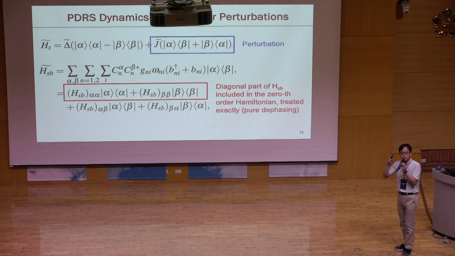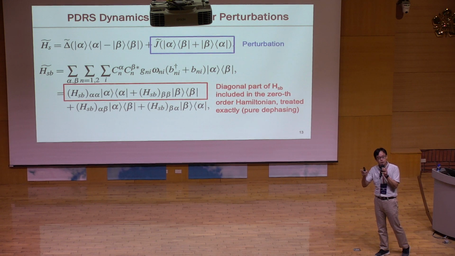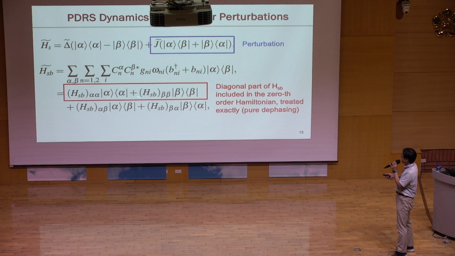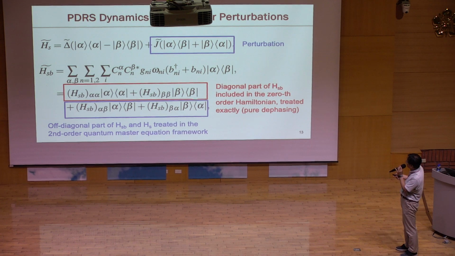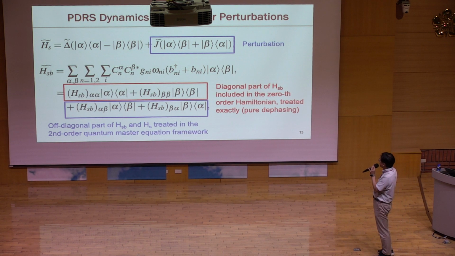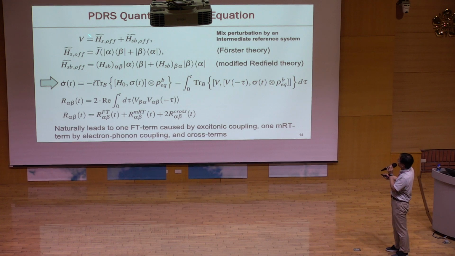The key idea in the pure dephasing reference system approach is we treat this diagonal system-bath coupling exactly. We include this diagonal coupling into the zeroth order Hamiltonian here and treat it exactly. And then this off-diagonal term of the system-bath coupling will be treated together with this electronic coupling using a second-order quantum master equation. By the nature of our coupling, which includes this electronic coupling term and this system-bath coupling term, this basically leads to Foster theory, and this leads to the so-called modified Redfield theory.